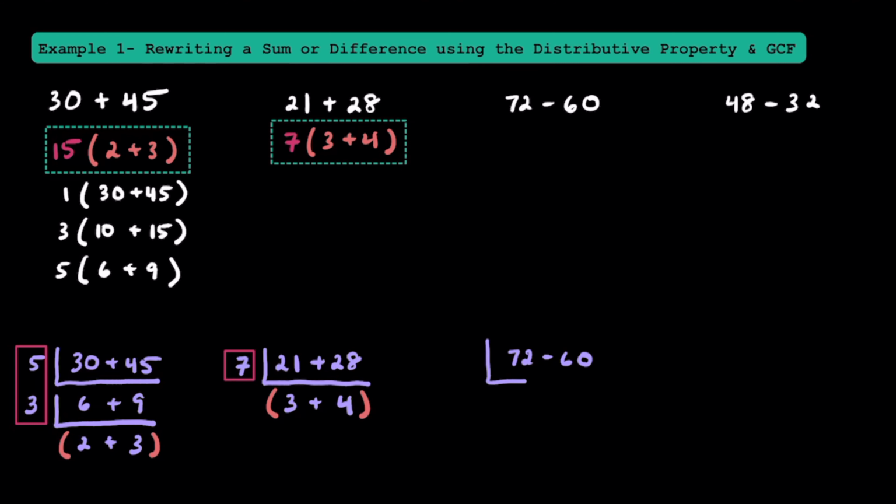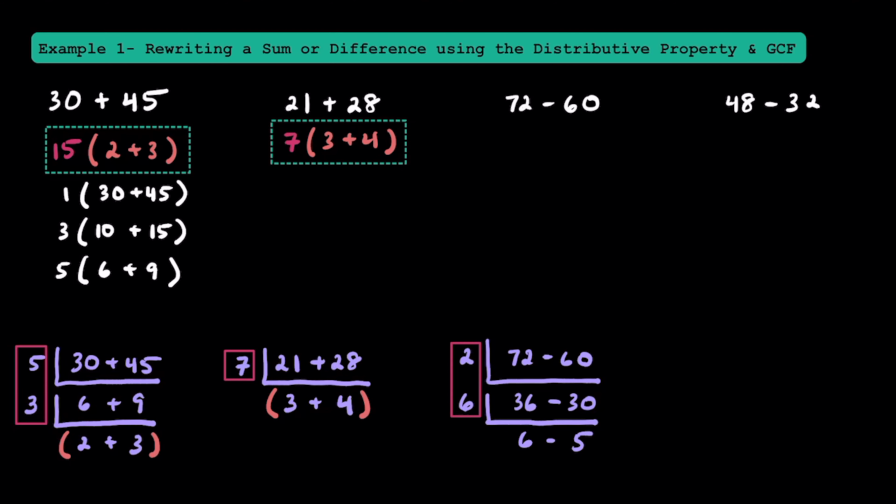The minus sign doesn't change anything, and the numbers are a little bit bigger here. If you're not sure about factors here, you can at least start with a 2 since they're both even numbers. Half of 72 is 36, and half of 60 is 30. Now that these numbers are a little smaller, we can maybe use a bigger factor like 6. 6 goes into 36 6 times, and 6 goes into 30 5 times.